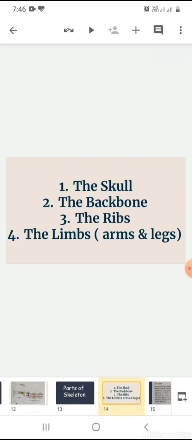There are basically 4 parts: the skull, the backbone, the ribs and the limbs. In limbs we have arms and legs. Okay. How many parts of the skeleton do we have? First is the skull, second is the backbone, third is the ribs and fourth is the limbs. Okay.